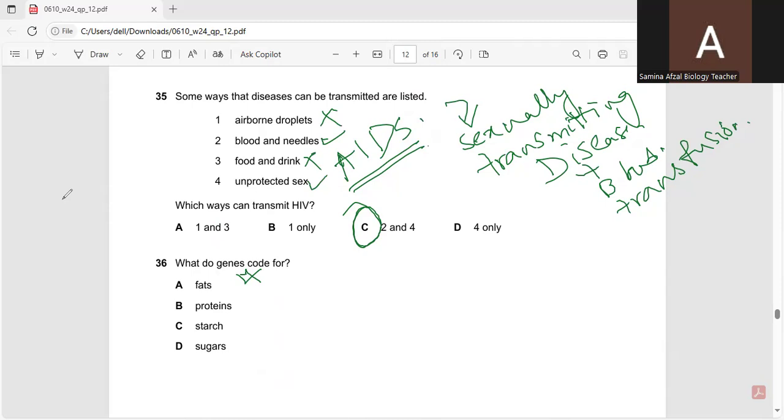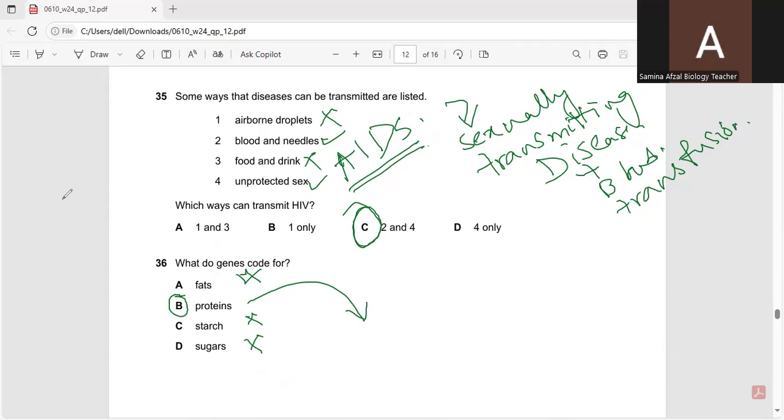And then we move towards the starch. Starch is a complex carbohydrate which is made up of glucose. So like fats, genes can influence the enzymes involved in starch synthesis and breakdown, but do not directly code for the starch molecules itself. Again, sugars are also carbohydrates, the same. Similar to fats and starch, sugars are synthesized through metabolic pathways. Genes code for the enzymes that facilitate these, but not for the sugars. But whereas if we move towards option B, proteins, this is the correct option.